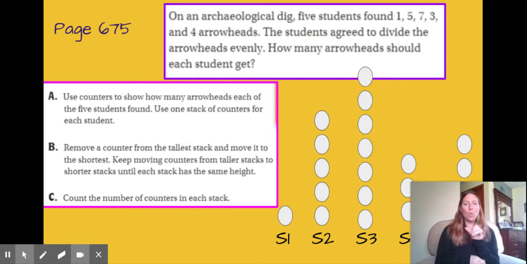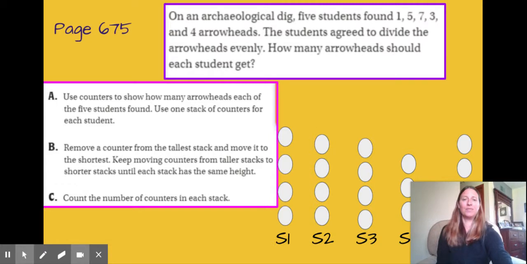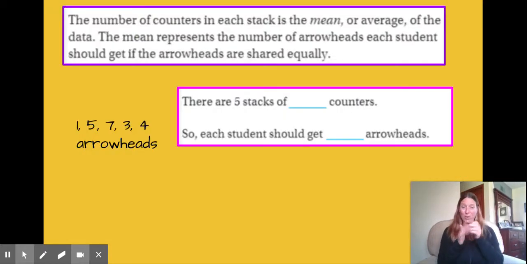So like the video, you need to move the counters from the tallest stacks into the smaller stacks, and you continue to do this until all of the stacks are even. And then you count the number of counters in each stack. So the number of counters in each stack is the mean or average. It tells you the number of arrowheads each student will get if they're divided equally. There are 5 stacks of 4 counters, so each student gets 4 arrowheads.